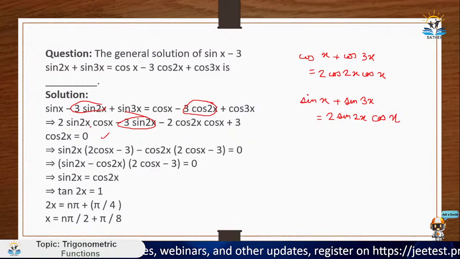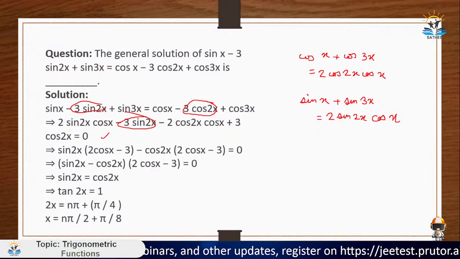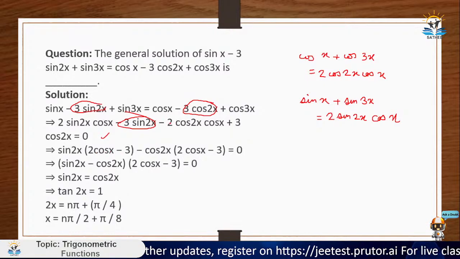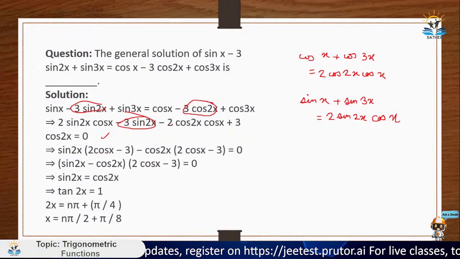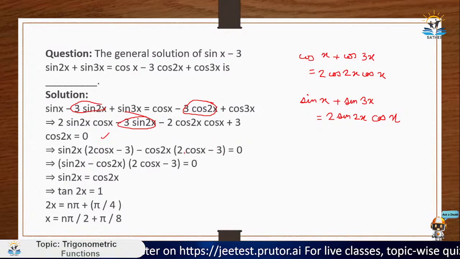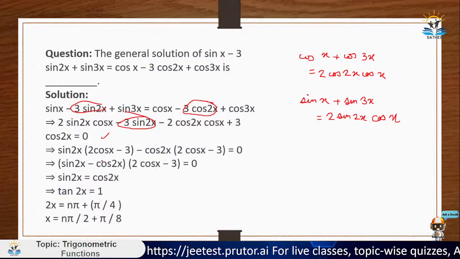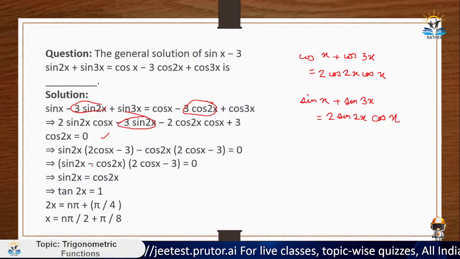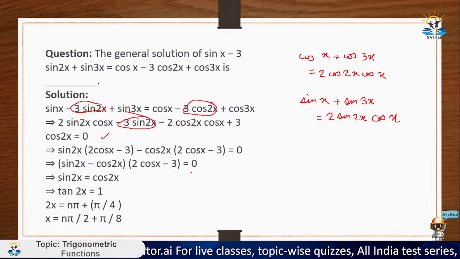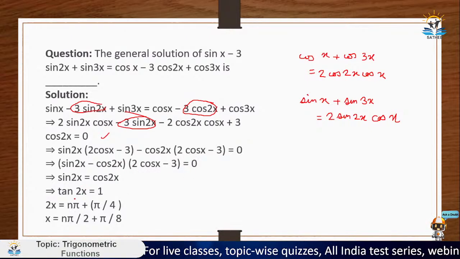Now take sin 2x common from these two. You will get 2 cos x minus 3, which is written here, and take minus cos 2x common from here. So you will get 2 cos x minus 3, sorry. So this thing is written here. Now making the two factors equal to 0. So one is sin 2x minus cos 2x equal to 0, and one is 2 cos x minus 3 equal to 0.